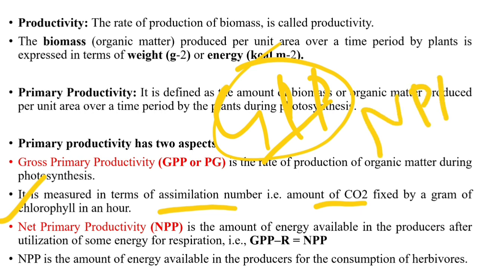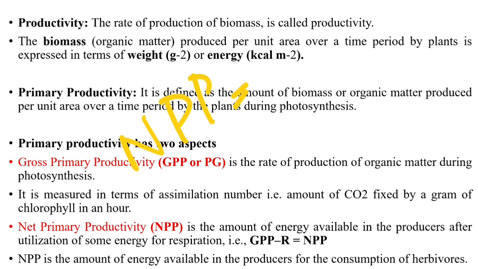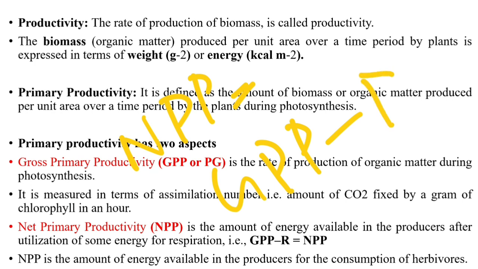Then the net primary productivity or NPP. NPP is the amount of energy available in the body of the producer after utilization of some energy in respiration. So gross primary productivity is the total amount or rate of photosynthesis. Then from that total amount, some energy is utilized in respiration. So the remaining productivity after respiration is known as net primary productivity. So what is NPP? NPP equals GPP or gross primary productivity minus R or respiration. NPP is the amount of energy available in the body of the producers for consumption by herbivores after respiration.